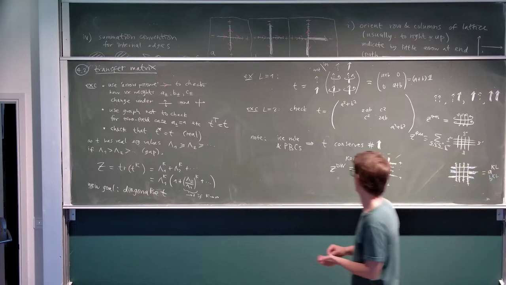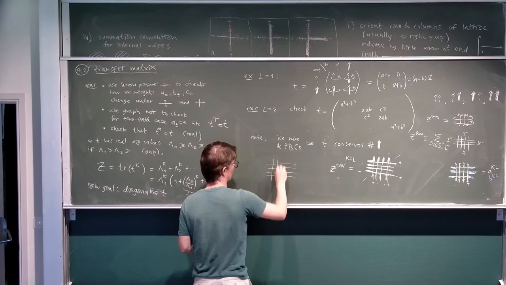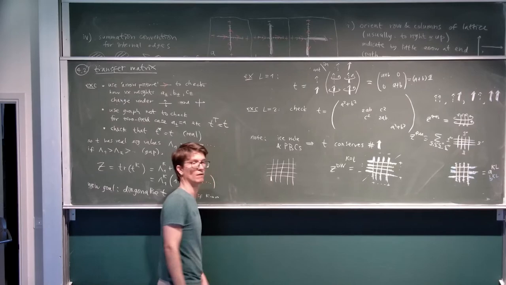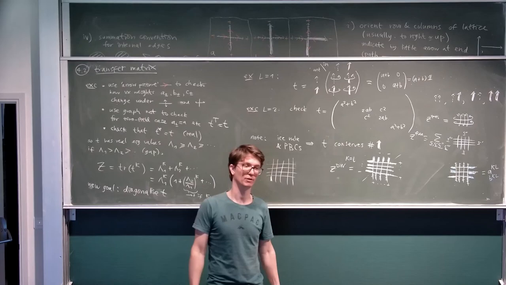For instance, something one could try, it really doesn't matter if we have an equal number of lines in this case. There is more than one configuration in this one? Here? Okay, little exercise. Do it for L equal to 2 and check. No, there are lots of them.